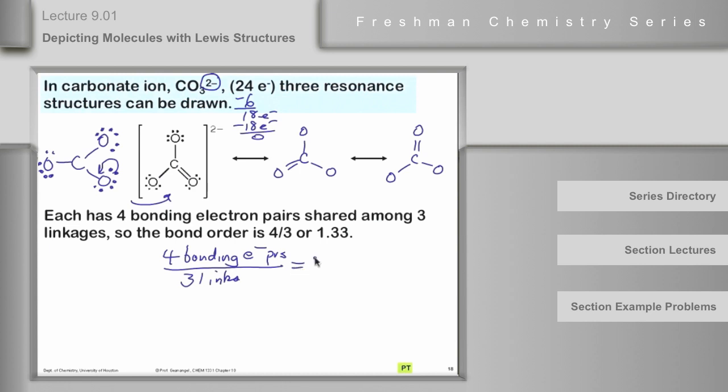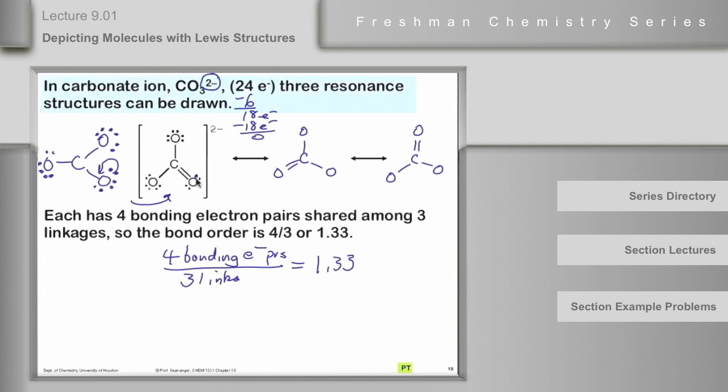And so that will leave a bond order of 1.33. So this suggests that the bonds in the carbonate ion ought to be about 1 1/3 times stronger than carbon-oxygen single bonds. And they ought to have a length corresponding to 1/3 of the way from a single bond down to a double bond, roughly.